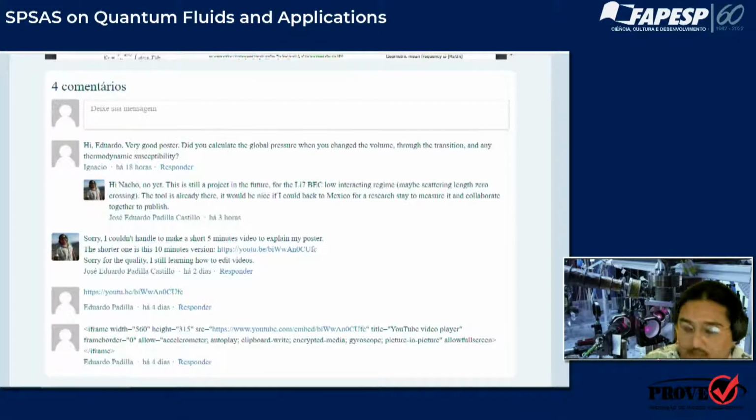One of the limitations to do this is that right now we are working with lithium-6, which is strongly interacting. To do that we need a really weakly interacting gas. We can work with lithium-7 for that, but we don't have it yet, and the tool is there, so at some point we can use it.